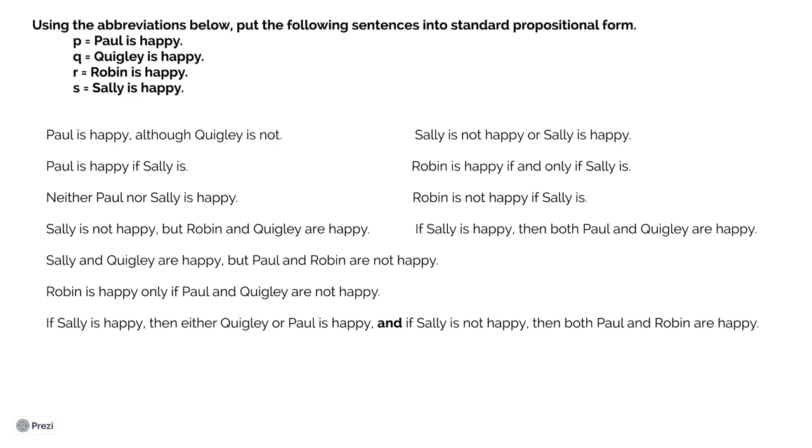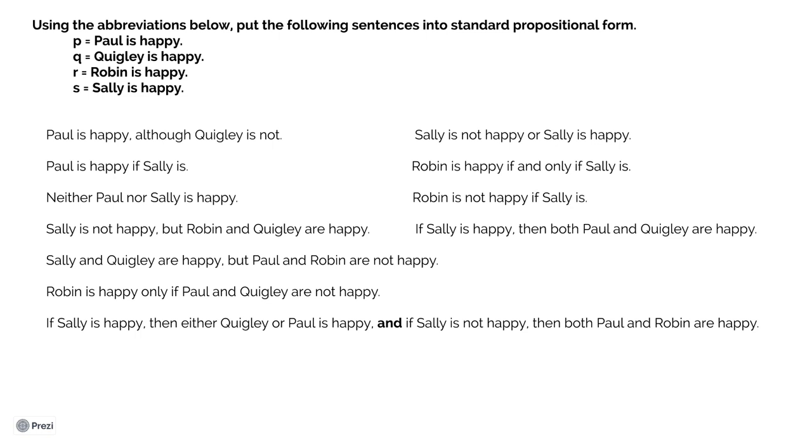Robin is not happy if Sally is. Again, the "if" signals the antecedent, so if Sally is happy, then Robin is not happy, or S, right arrow, not R. Sally is not happy, but, conjunction, Robin and Quigley are happy. So here we have not S, and then we need a parenthesis containing R and Q.